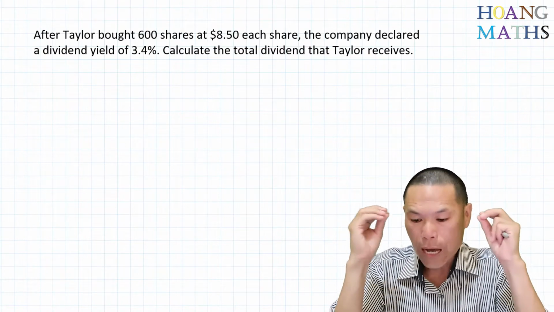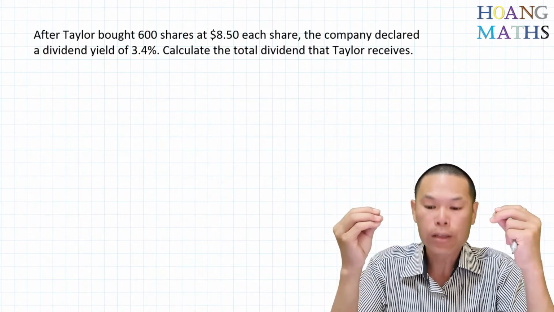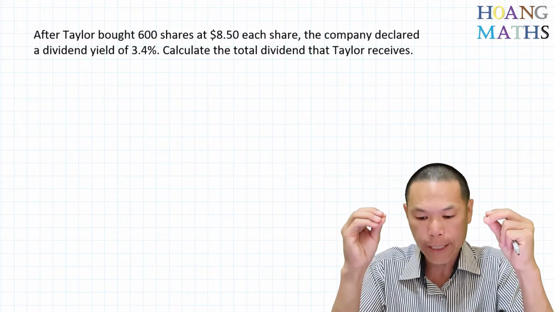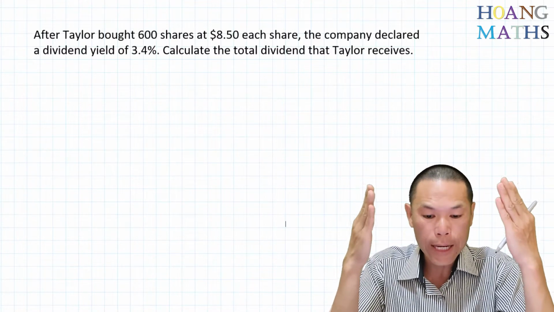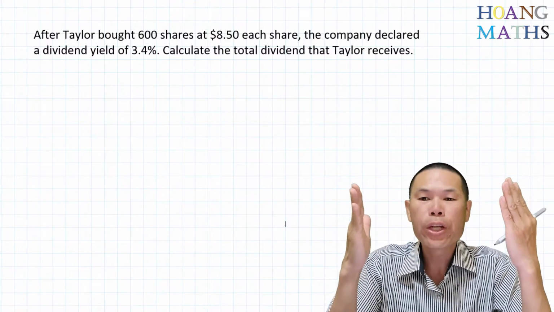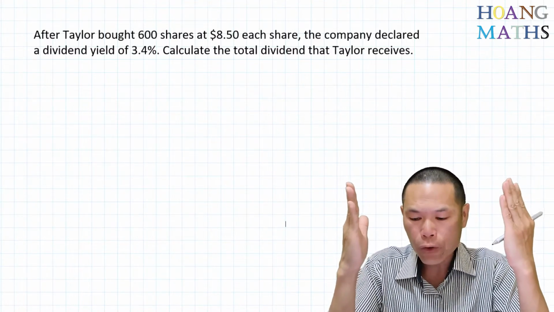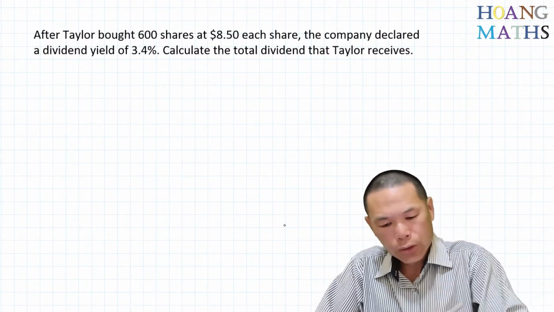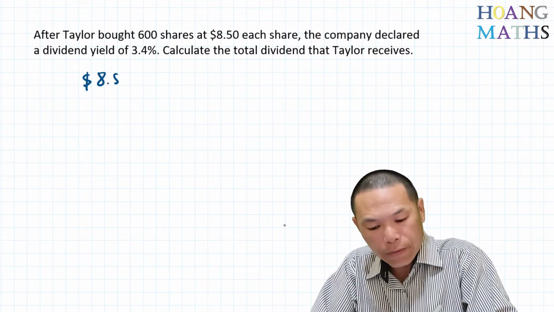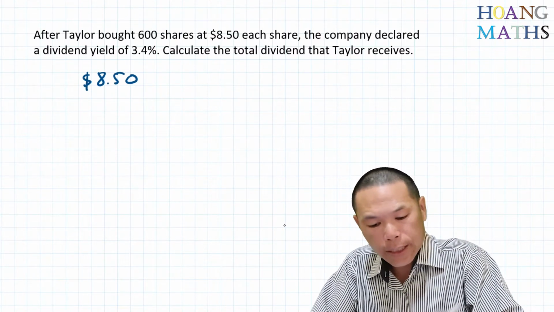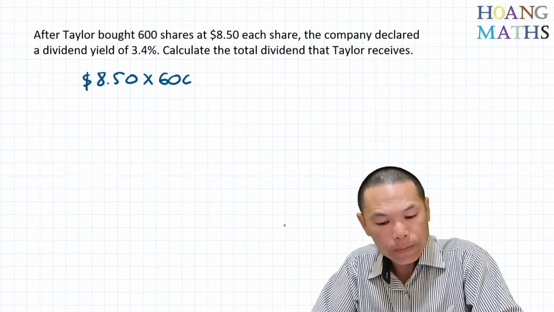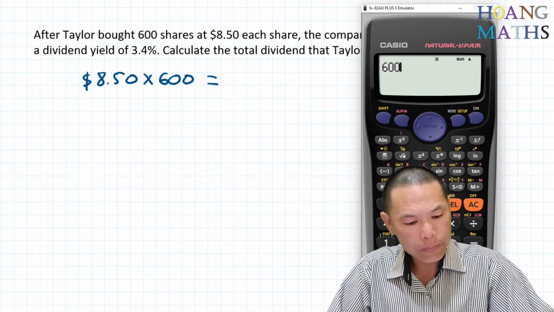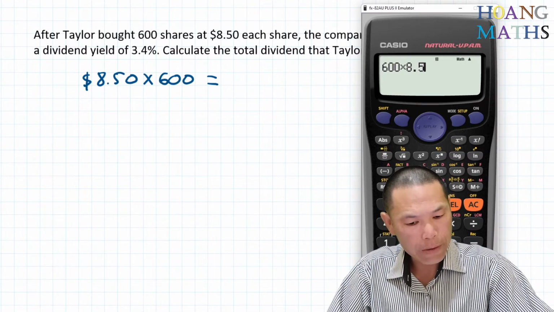Last one. Taylor bought 600 shares at $8.50 each, and the company declared a dividend yield of 3.4%. Calculate the total dividend that Taylor receives. To work this out, first of all we need to work out the value of the shares for Taylor, and then we work out 3.4% of that, okay? Each share is $8.50 and Taylor has 600 shares, so we just go 600 times 8.5.